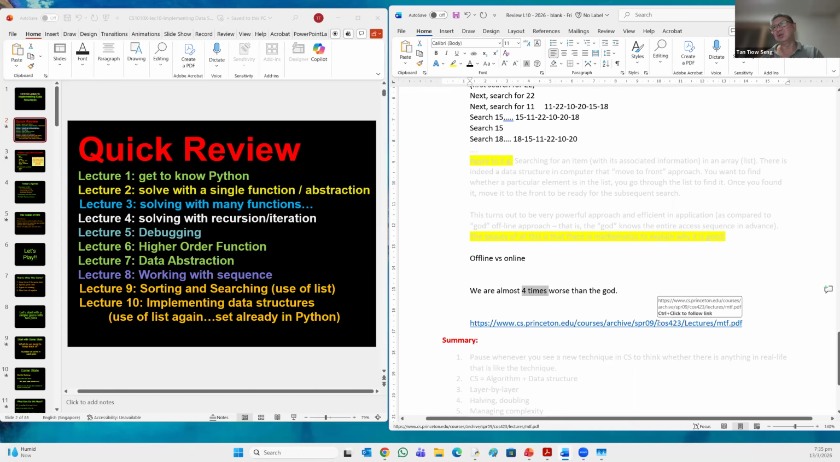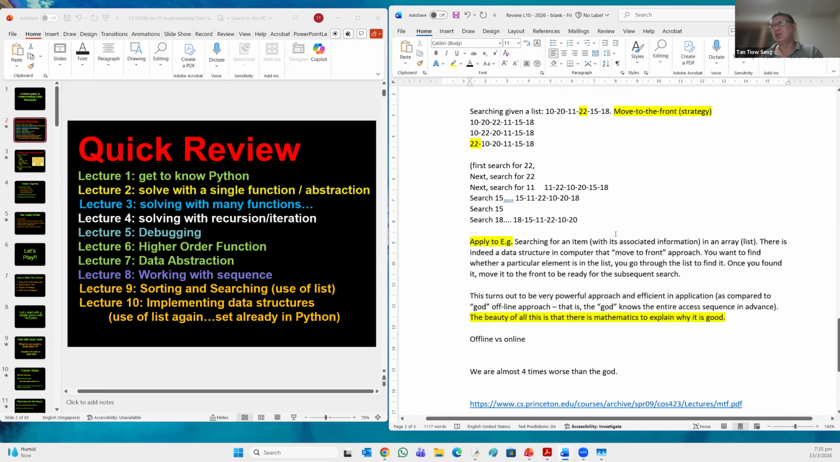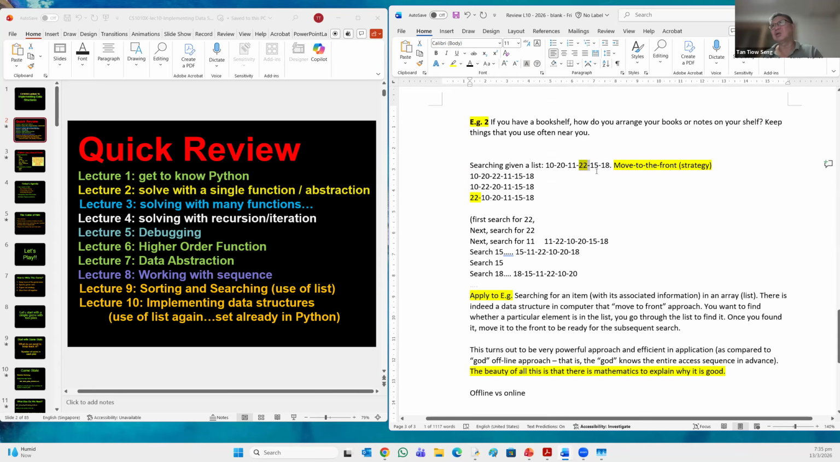It's not so difficult still, but it still needs some attention to be able to get through this. So let me just recap. We are looking for the key. In this case, this key refers to computer science. It has associated information. As usual, there's always associated information for each item that we are looking for. So this is called the move to the front approach.